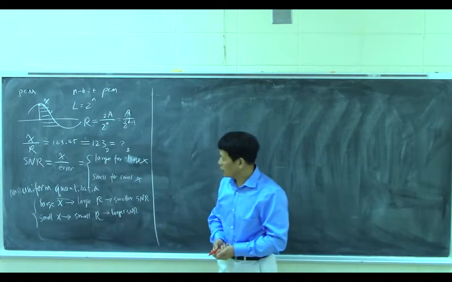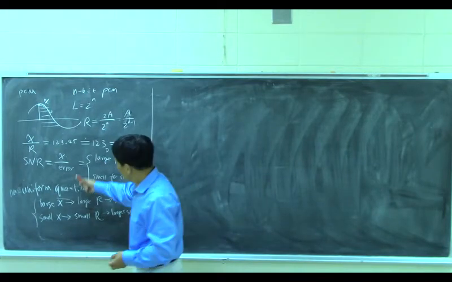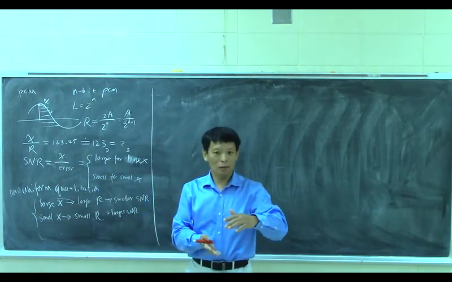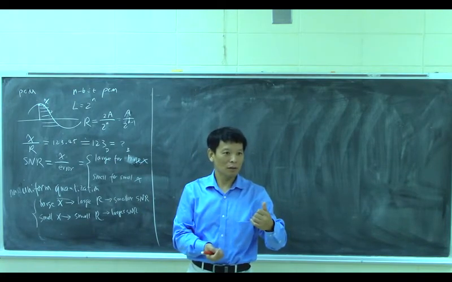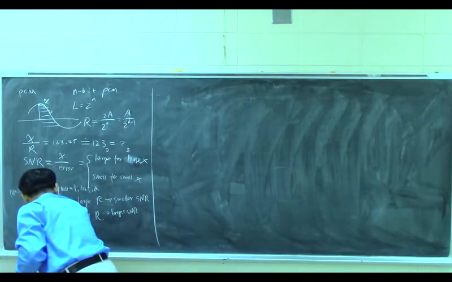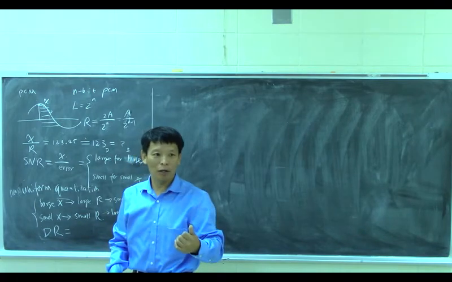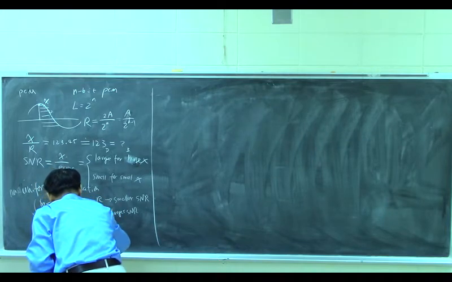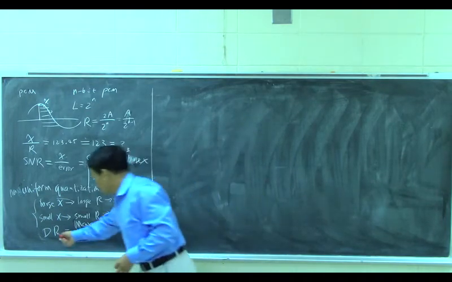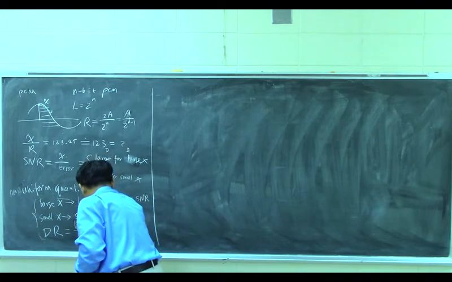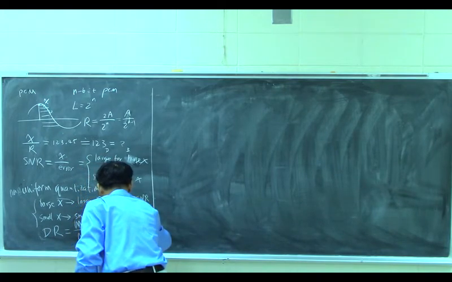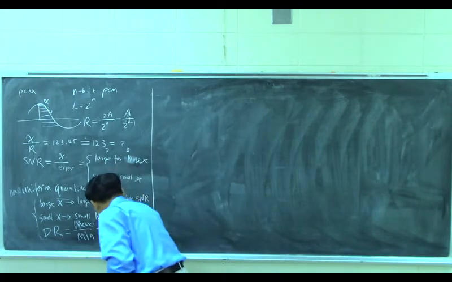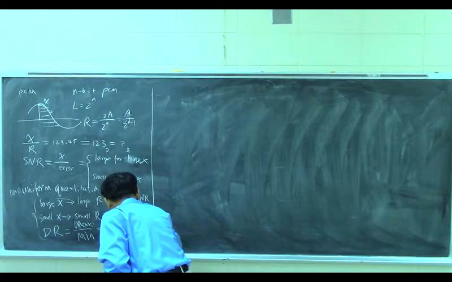Another advantage is if the signal is large, if we use a uniform quantization for large signals and for small signals, this dynamic range will be large. Anyone still remember what dynamic range is? Dynamic range is the largest value divided by the smallest value. The largest, the maximum, the max divided by the min. So the dynamic range for uniform quantization will be large, and this one will be small for non-uniform.